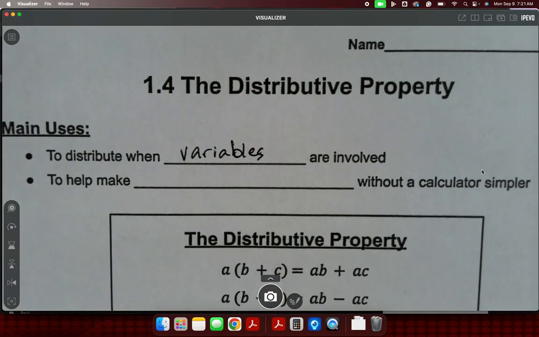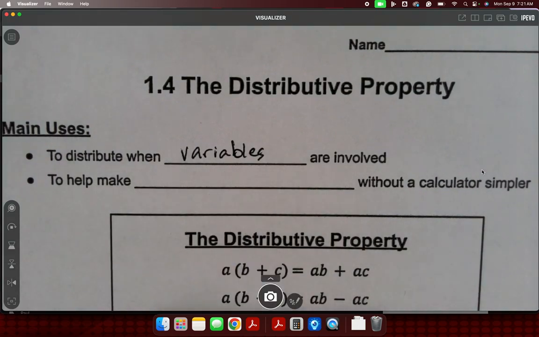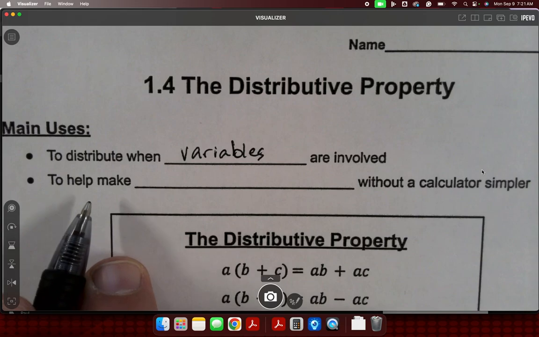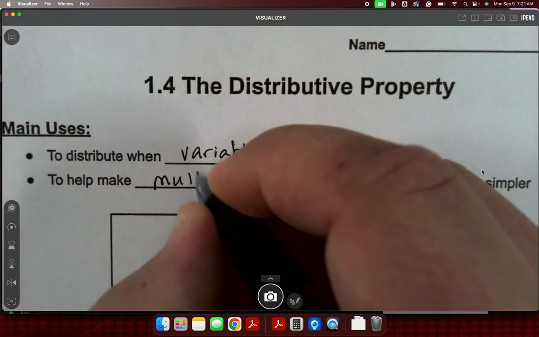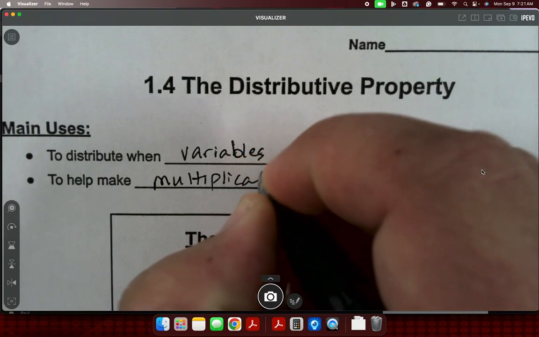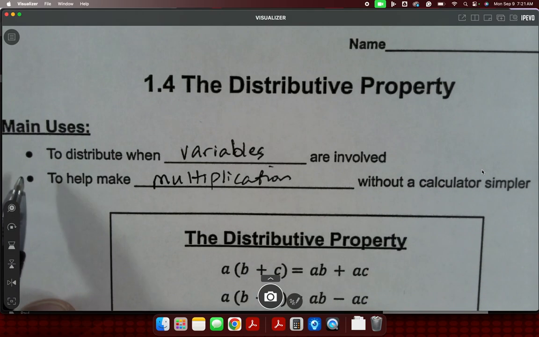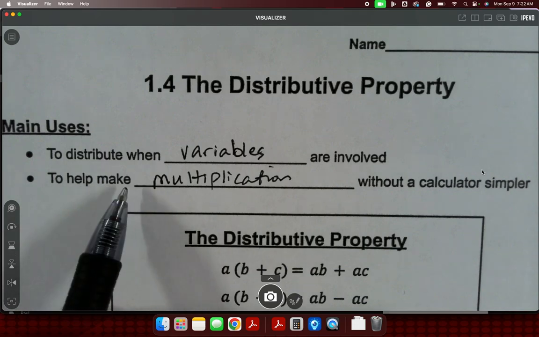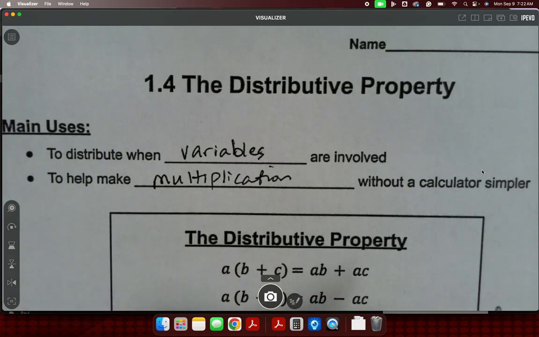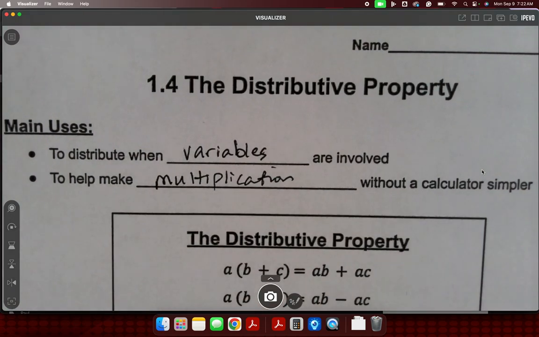Once we get to some examples, I'll explain why they make a point of it being when variables are involved. Now, I'm also going to show you how the distributive property can help make multiplication without a calculator simpler. But this element, I am going to show you, but it's not going to be required that you be able to do it on a quiz or test. It's just more so to help you with mental math, to make things easier for you. But this first one you do need to know for this class and beyond.